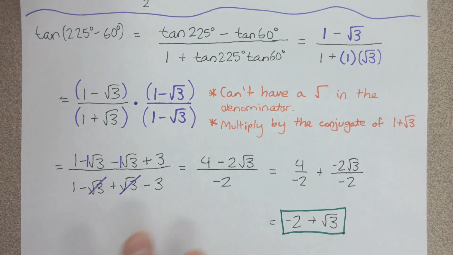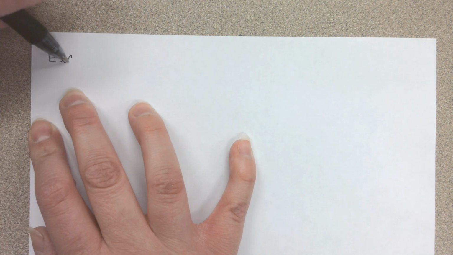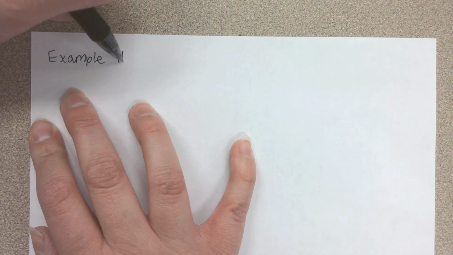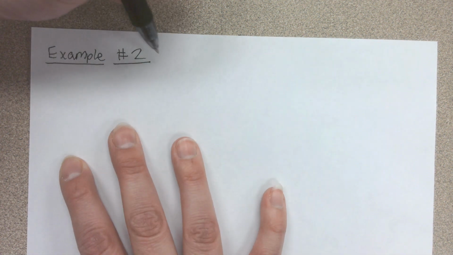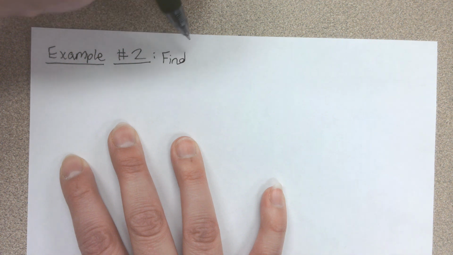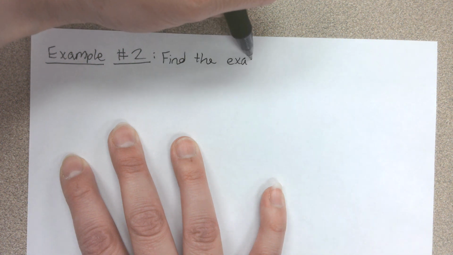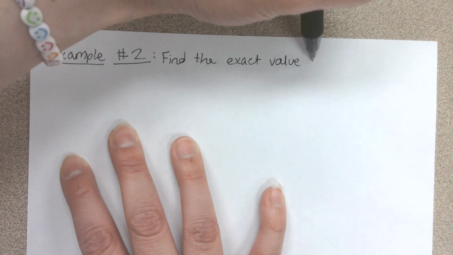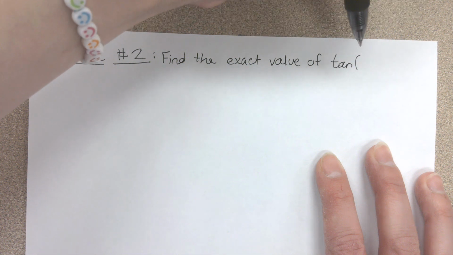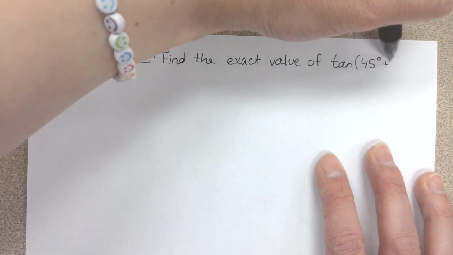Okay. I'm going to do one more, and it's the harder version of the tangent problem because it uses a variation of 30 degrees, which is not so nice. Once I show you this, I've shown you everything. Example number 2. Find the exact value of tangent of 45 degrees plus 30 degrees.